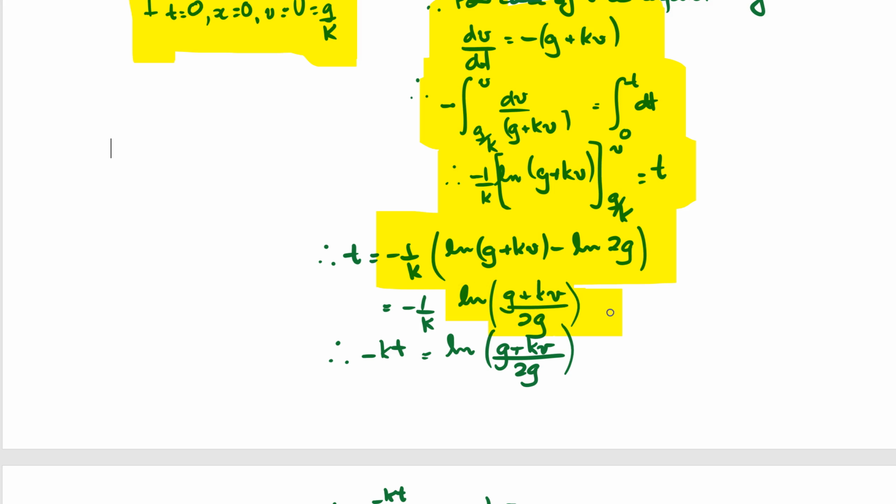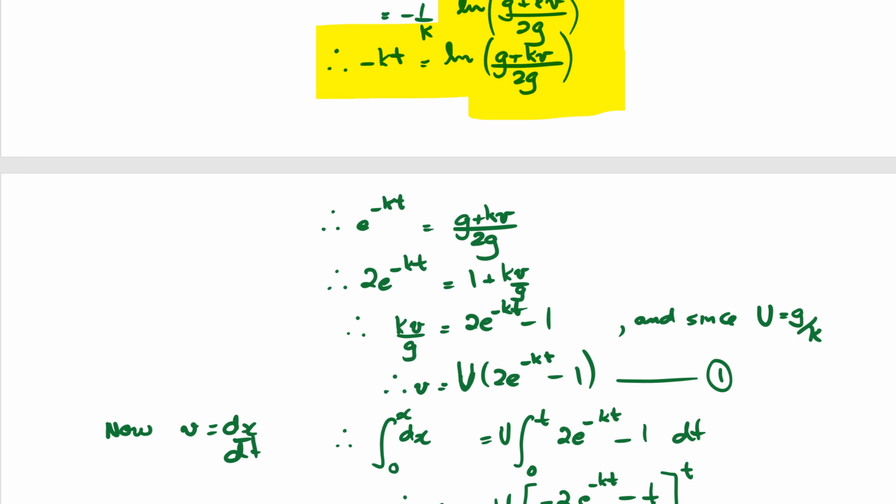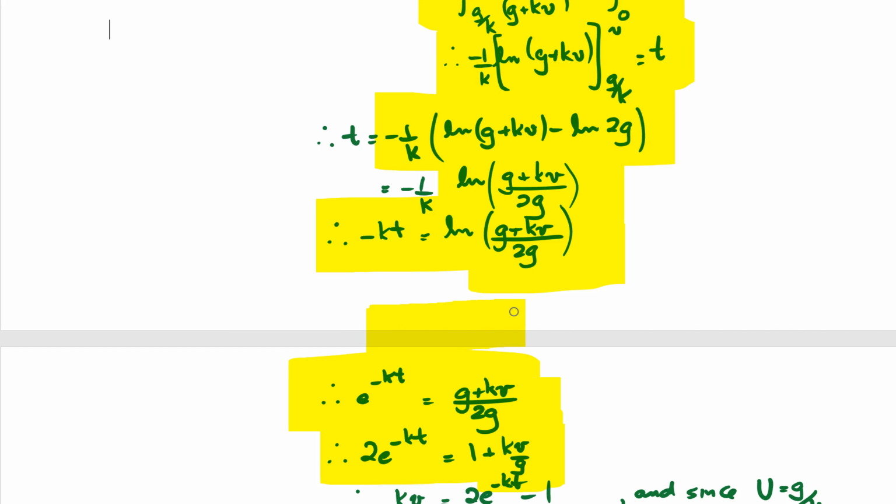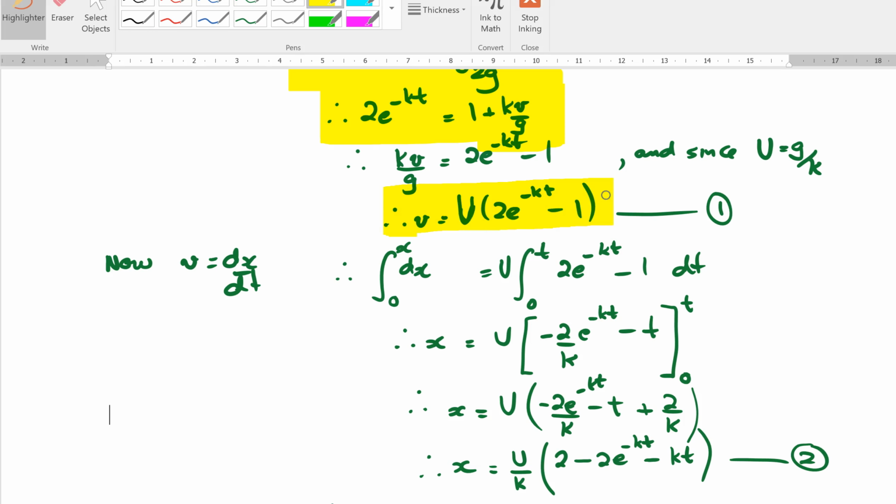Our log rule will give us this. Then, because we know that we're after an expression with t as the subject, we will take the k across to the other side so that we can undo the log by allowing us to take the exponential of both sides, rearrange, and then keep rearranging, so that we can make v the subject of the equation.